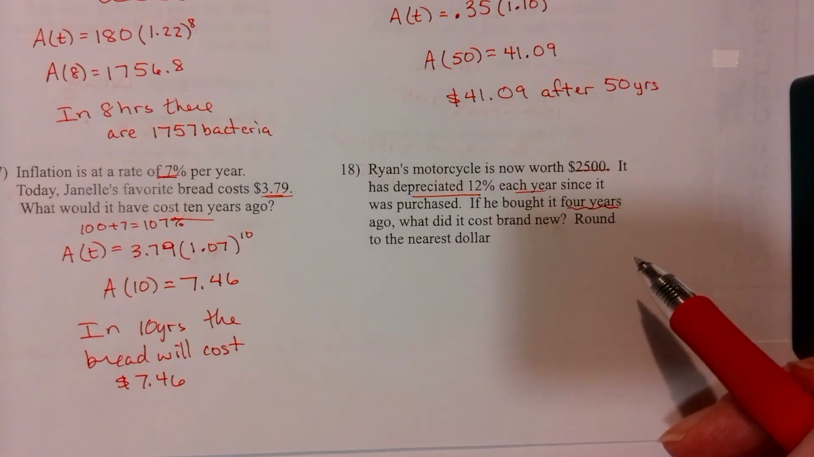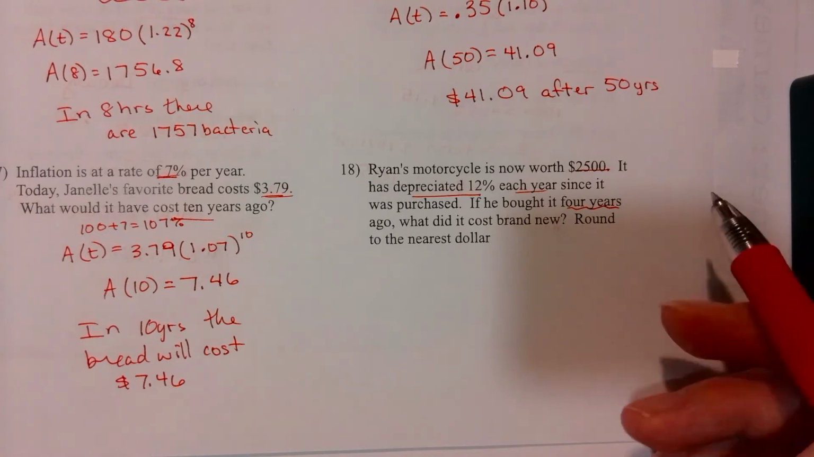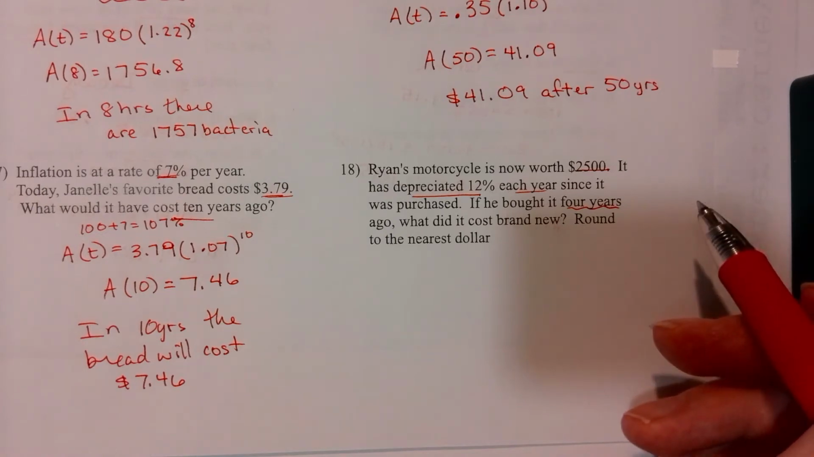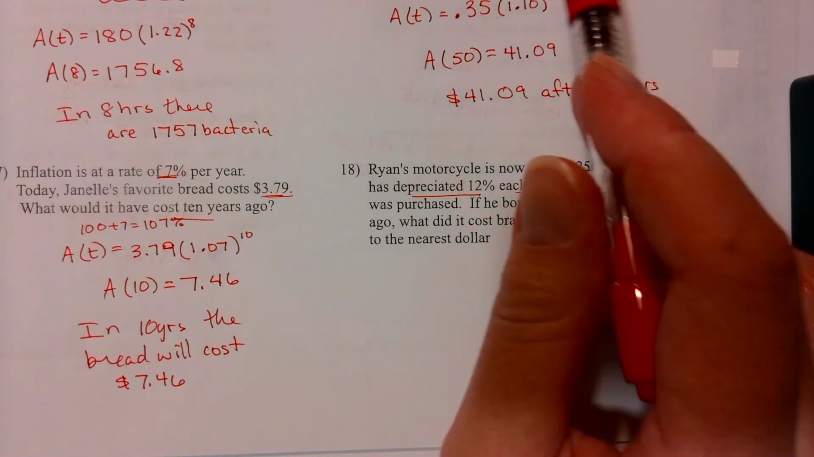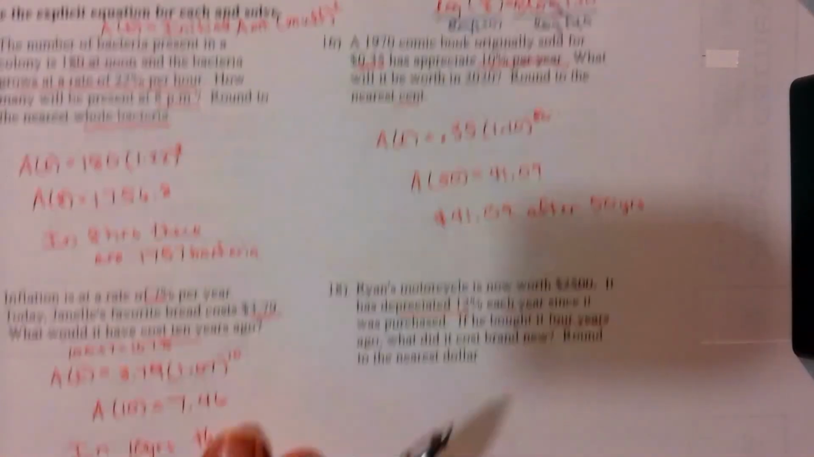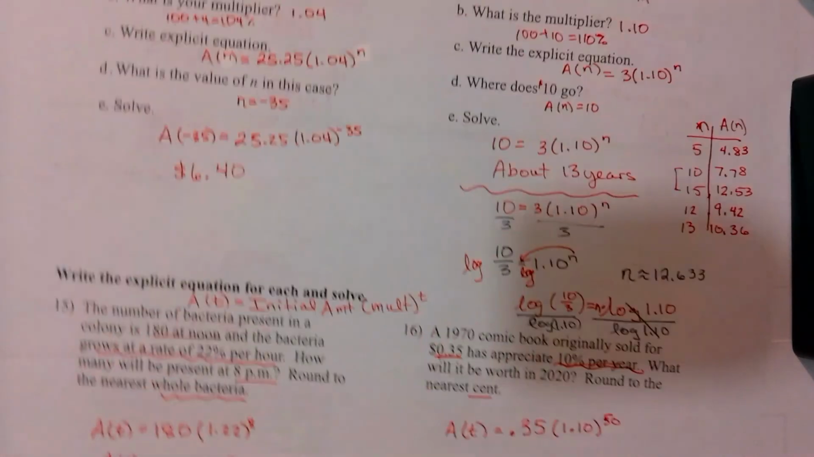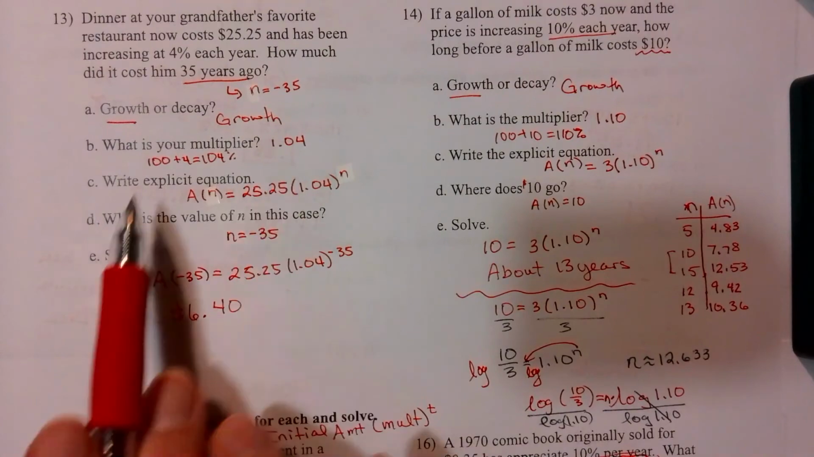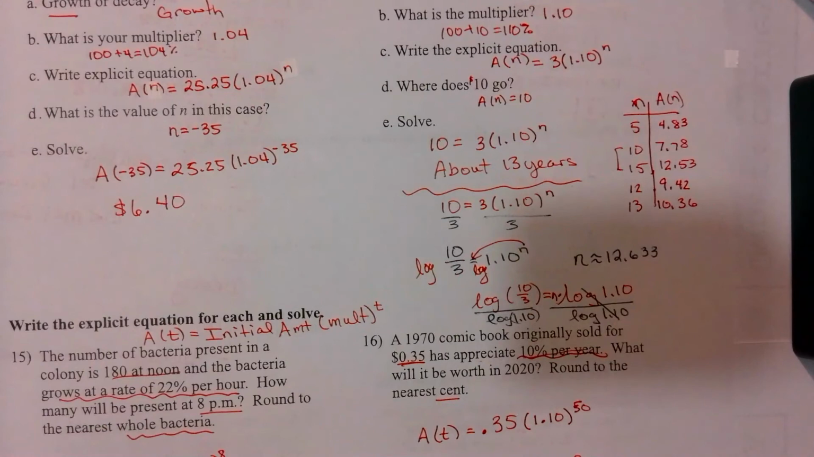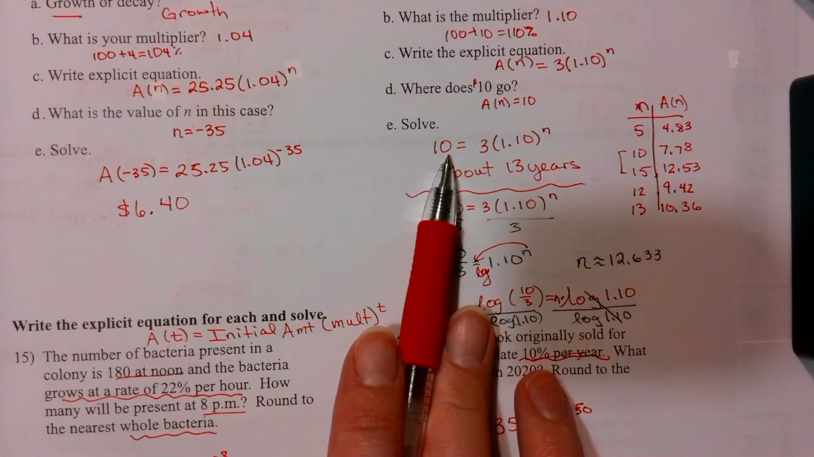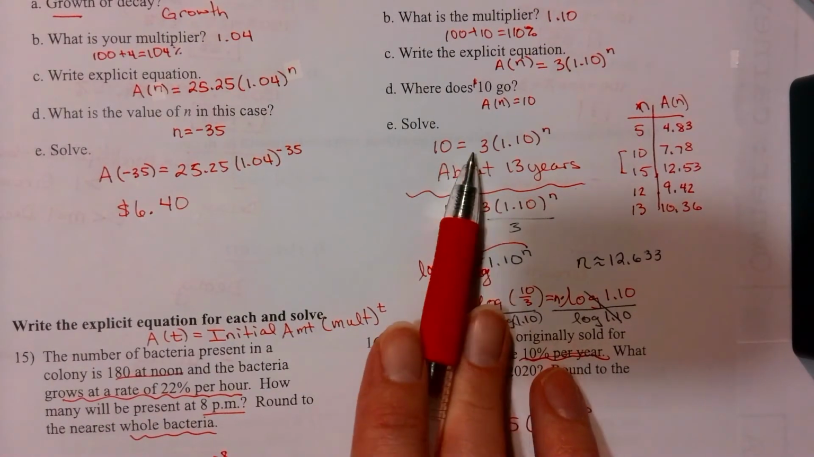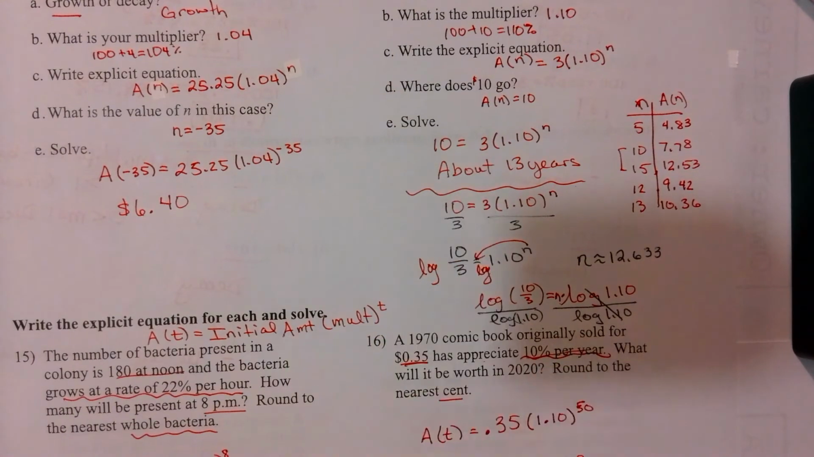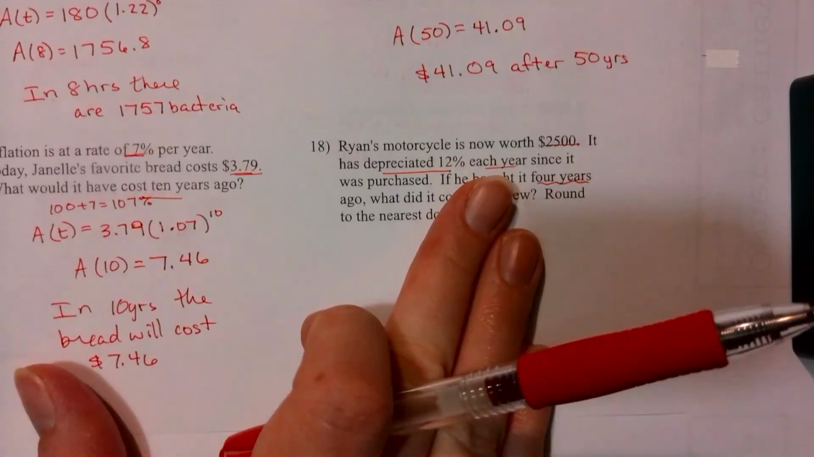Okay, so it's now worth $2,500. So we have to work backwards here. There's a couple ways of doing this. You could do it like we did number 13, where we have the cost now and we want to know what it was before. Or we could do it like we did 14, where we say when is it worth this value, and we would have an unknown amount here. But we're going to go ahead and talk about using that negative power.